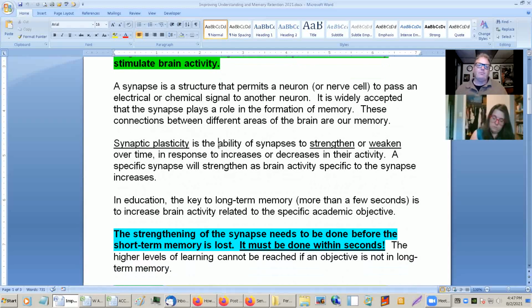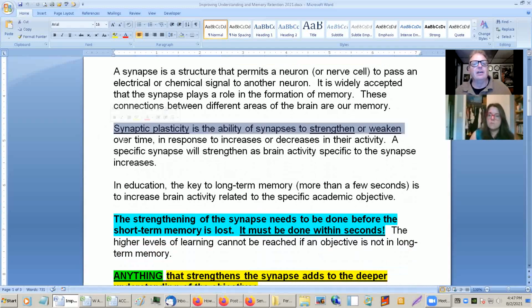So I don't know how much I get into it, but the synaptic plasticity. This is you strengthen the web in your brain, or the stronger the web is, the more likely you're going to remember it, and once you stop doing that, it weakens and it disappears.